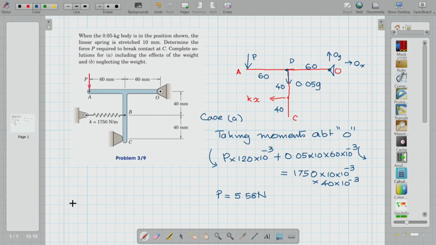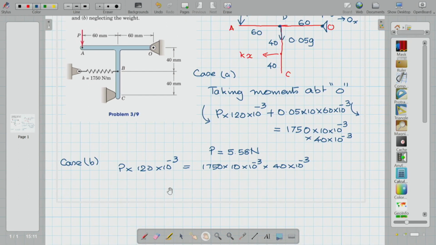For case B, neglecting the weight, the problem becomes much simpler. It is just P into 120 into 10 to the power minus 3 should be equal to the spring moment, based on which we get P to be equal to 5.8.